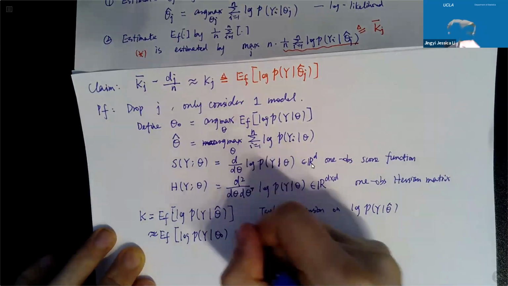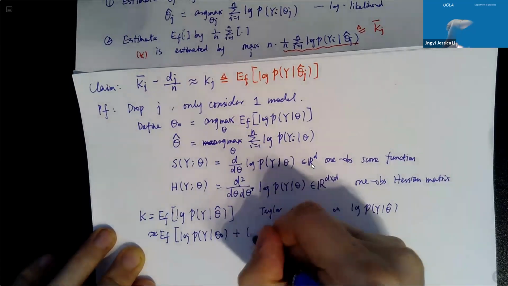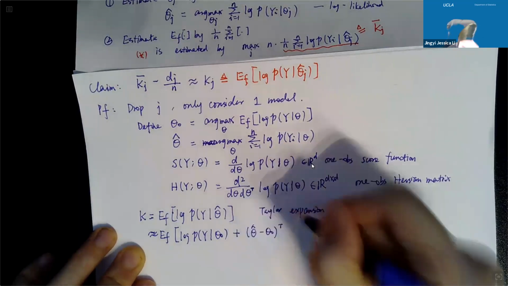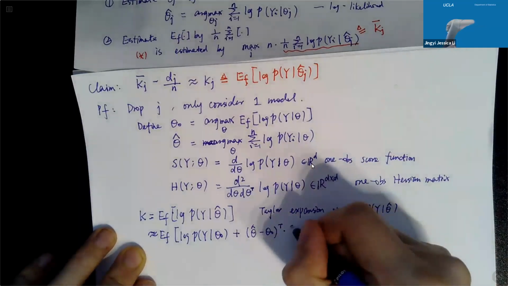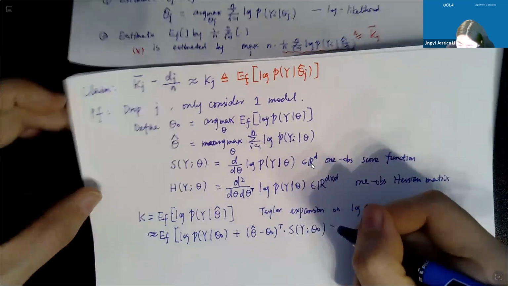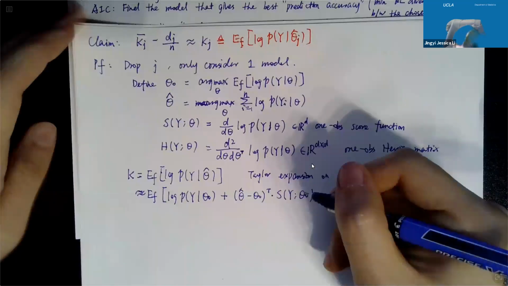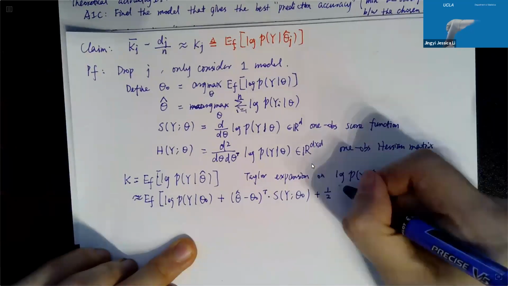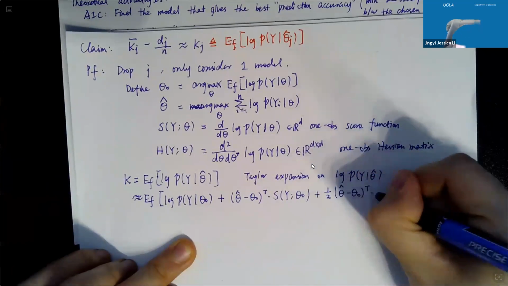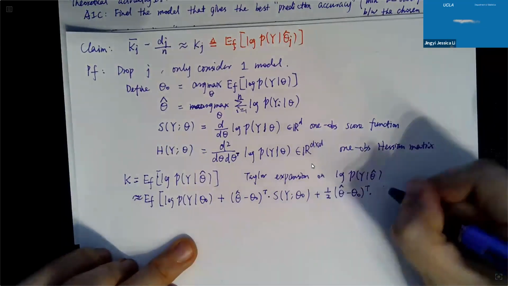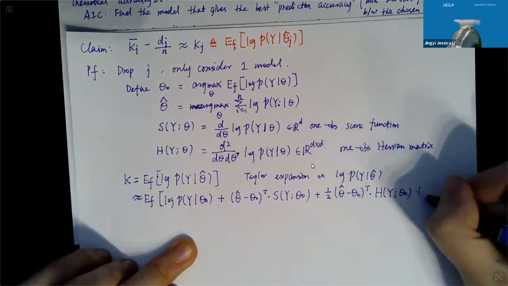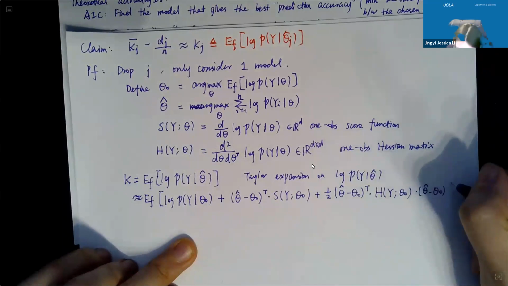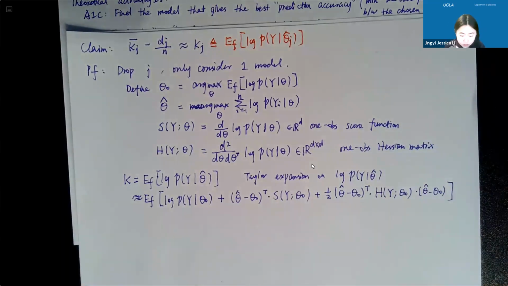And then the first order term will be theta hat minus theta zero transpose, in the vector sense, times the score function at theta zero. That's the first order term. And the second order term is 1/2 theta hat minus theta zero transpose, the Hessian at theta zero, times theta hat minus theta zero. Okay, we're just doing a second order Taylor expansion on that. That's what we get for K.